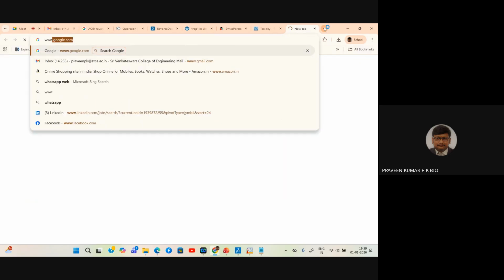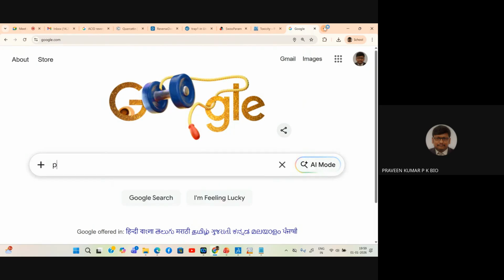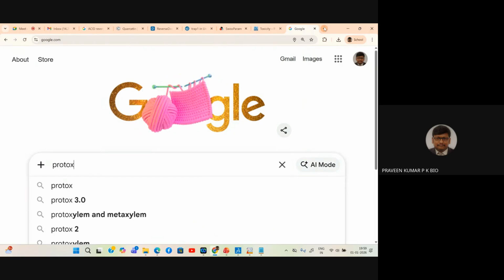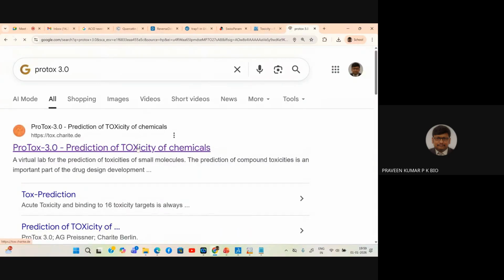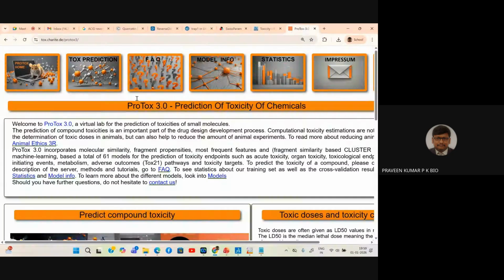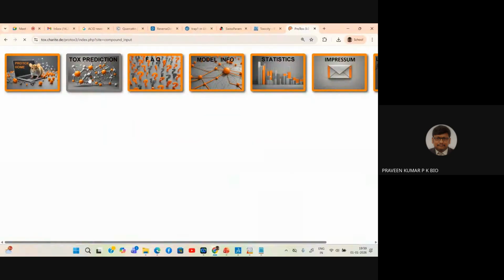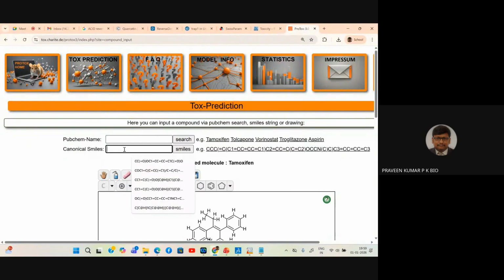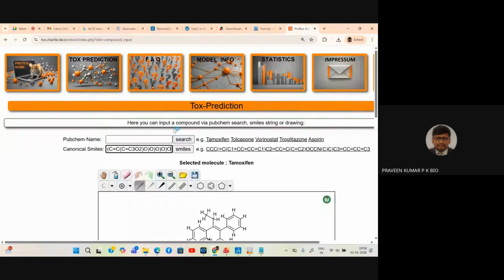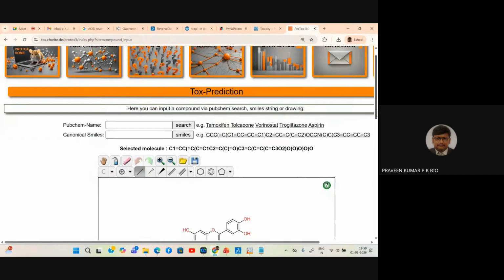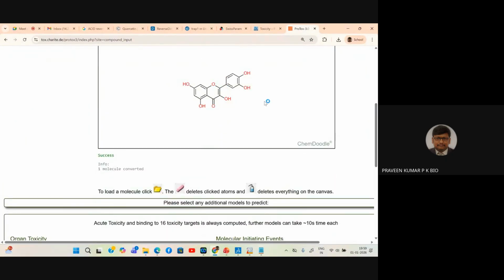The next tool I'm going to show is ProTox 3. To assess the toxicity, we can use this. We have to go to the toxicity prediction. In the first window, I click and type the canonical SMILES. Take the canonical SMILES, paste it, and click, then only it is going to change here. So this is our quercetin compound.